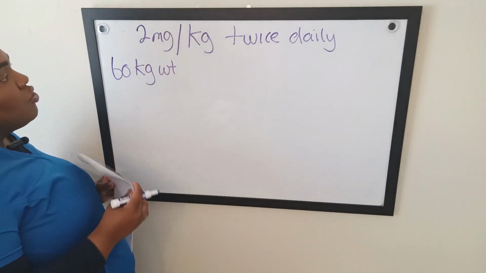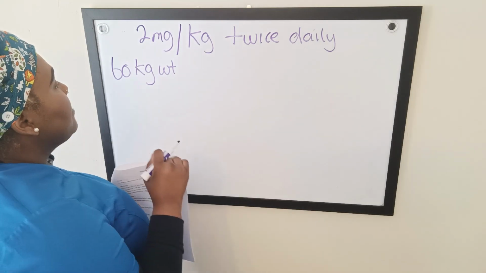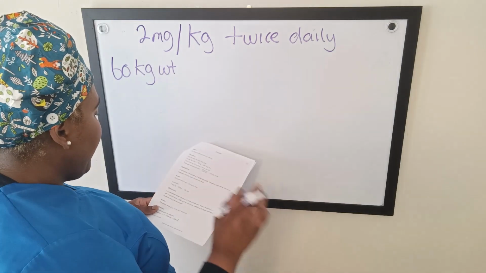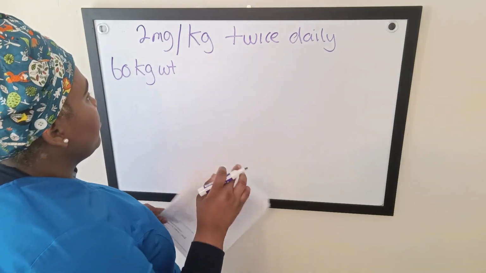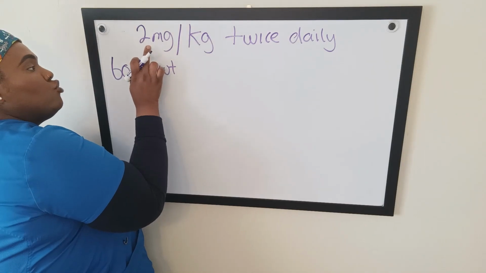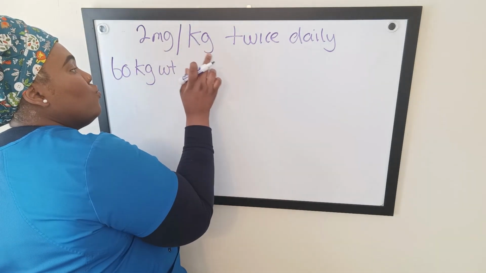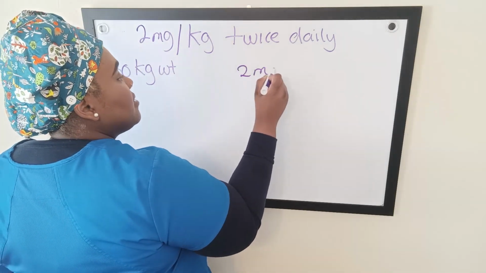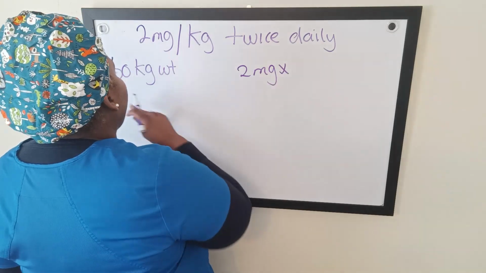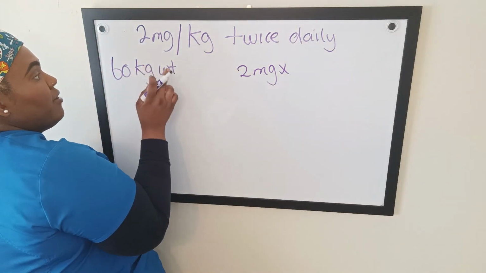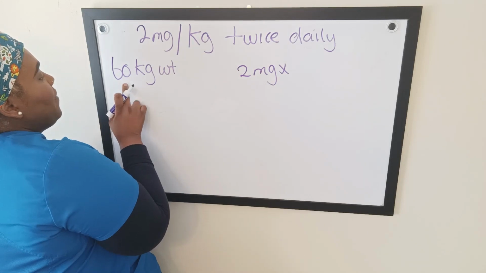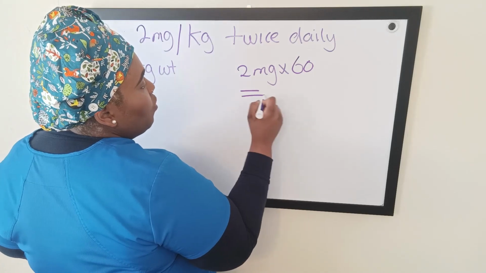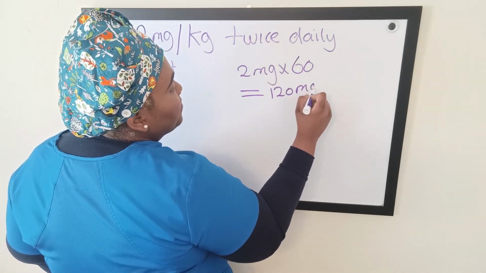All right. So remember, in the last one we did, we had to work out the front part of the equation. We need to find out how much it's going to be. So again, it's 2 milligrams for every kg this patient weighs. That's what this equation means. So you have to say 2 milligrams multiplied by the 60 kgs, because every 2 milligrams is for 1 kg. Our patient weighs 60. So 2 milligrams multiplied by 60 equals 120 milligrams per day.